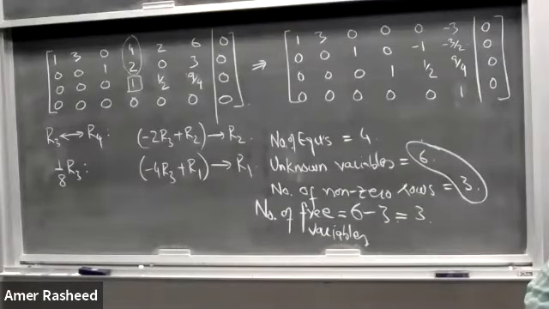There's a question in the chat window, sir. Whenever we are asked to state whether the system of equations has a unique, infinitely many, or no solution, we have to convert it into reduced echelon form. Yes, you have to do it.